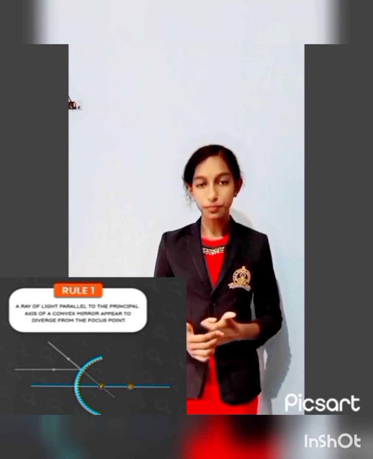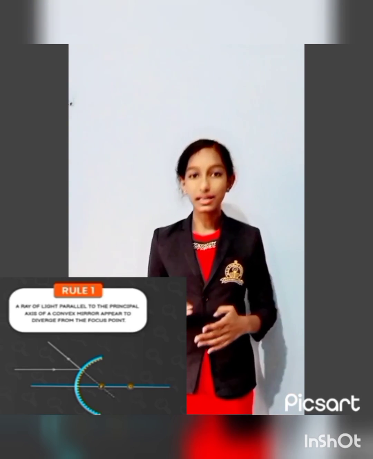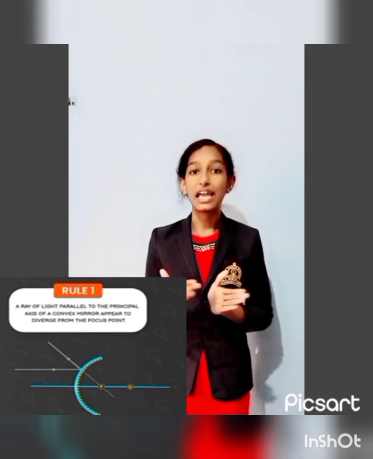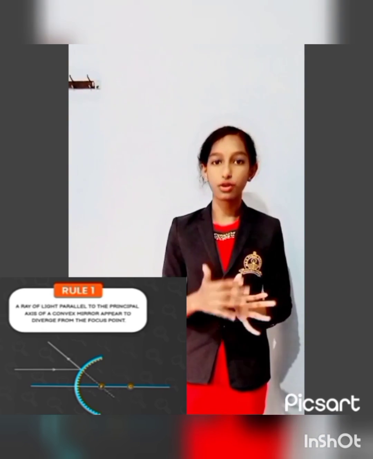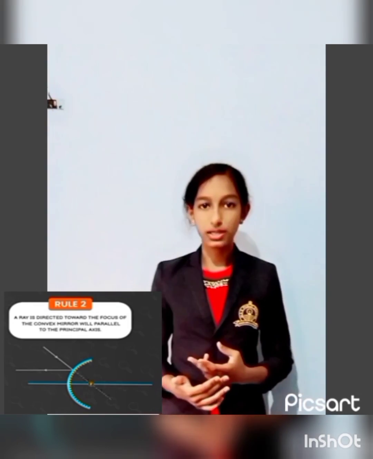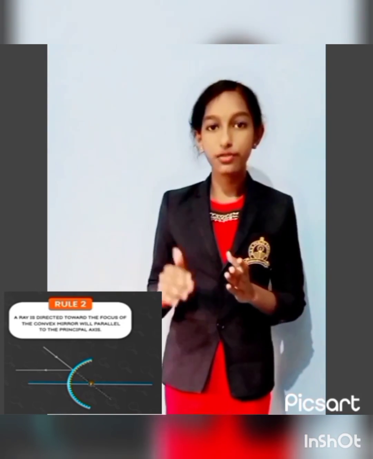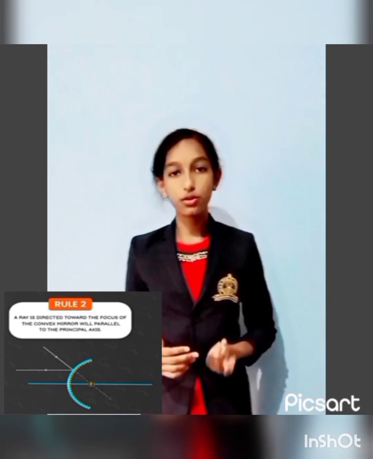Now let us see about the convex mirror. Rules for the convex mirror. The first rule is that the line which is parallel to the principal axis after reflection will diverge from the point of focus. The second rule is that the ray which goes directly toward the focus after reflection will be parallel to the principal axis. This is the second rule for the convex mirror.